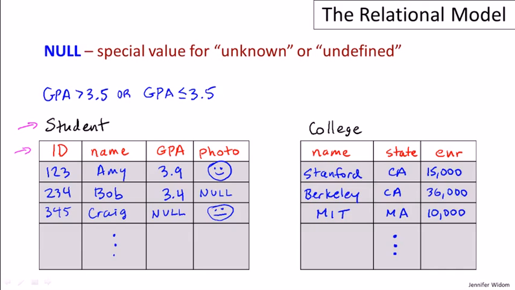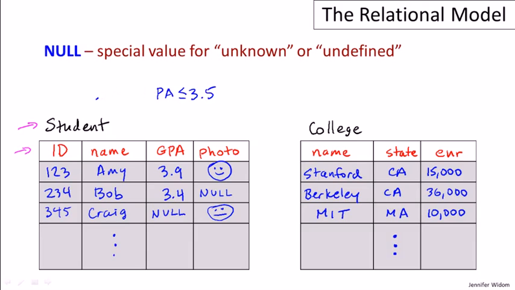And we say, I want everyone whose GPA is greater than 3.5 or whose GPA is less than or equal to 3.5. Even though it looks like every tuple should satisfy this condition, that it's always true, that's not the case when we have null values. So that's why one has to be careful when one uses null values in relational databases.